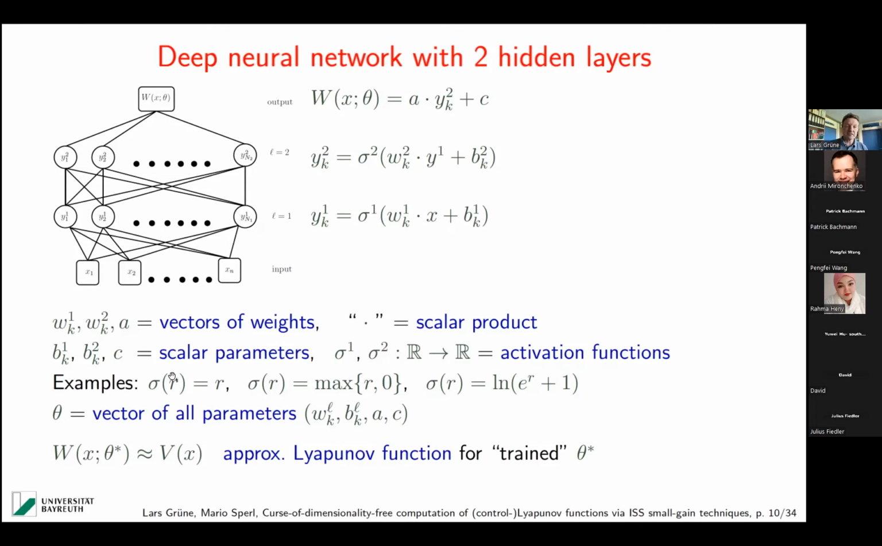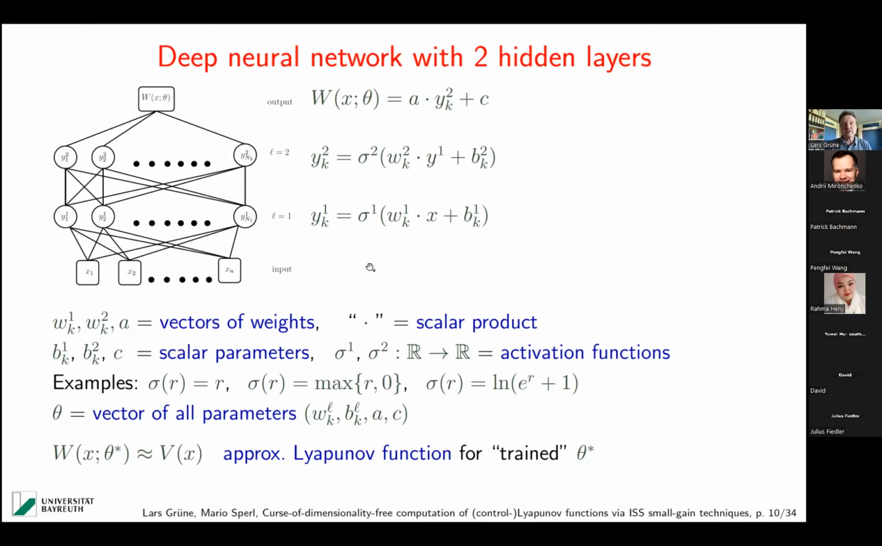This could be as simple as the identity, which is here. Very popular is this ReLU. What we used, because this turned out to be better for our purpose, is this so-called softplus function here, which is essentially just a smoothened version of the ReLU. So the ReLU looks like that. It's like this hockey stick function, this max of r and 0. And this softplus, this logarithm of e to the r plus 1, is simply a smooth version which doesn't have a kink here, but goes smoothly and asymptotically follows exactly this ReLU function.